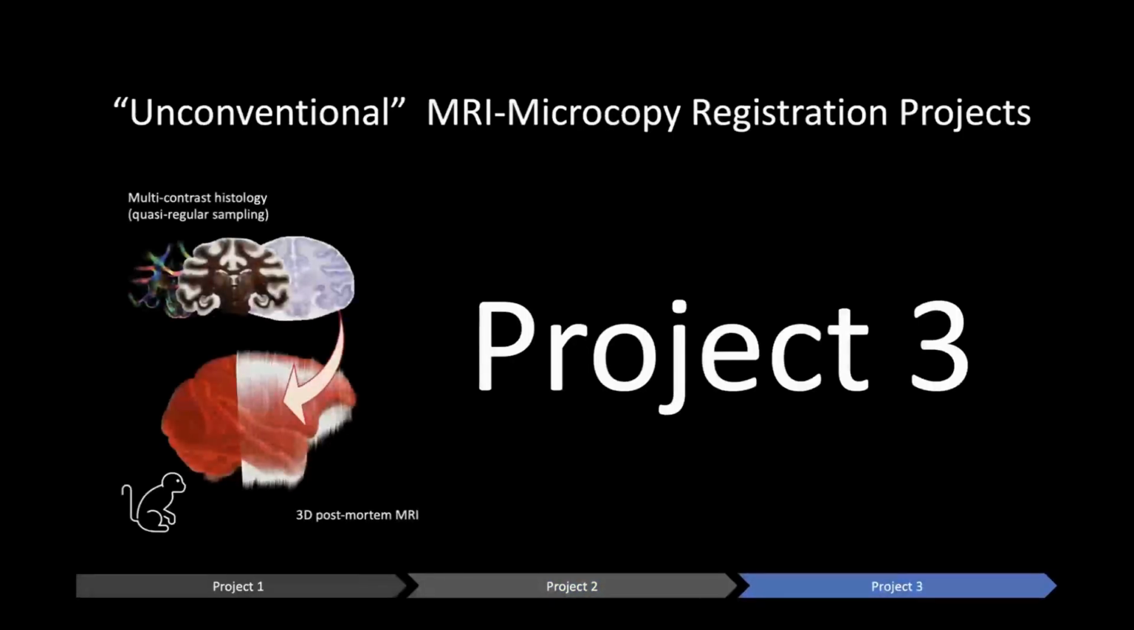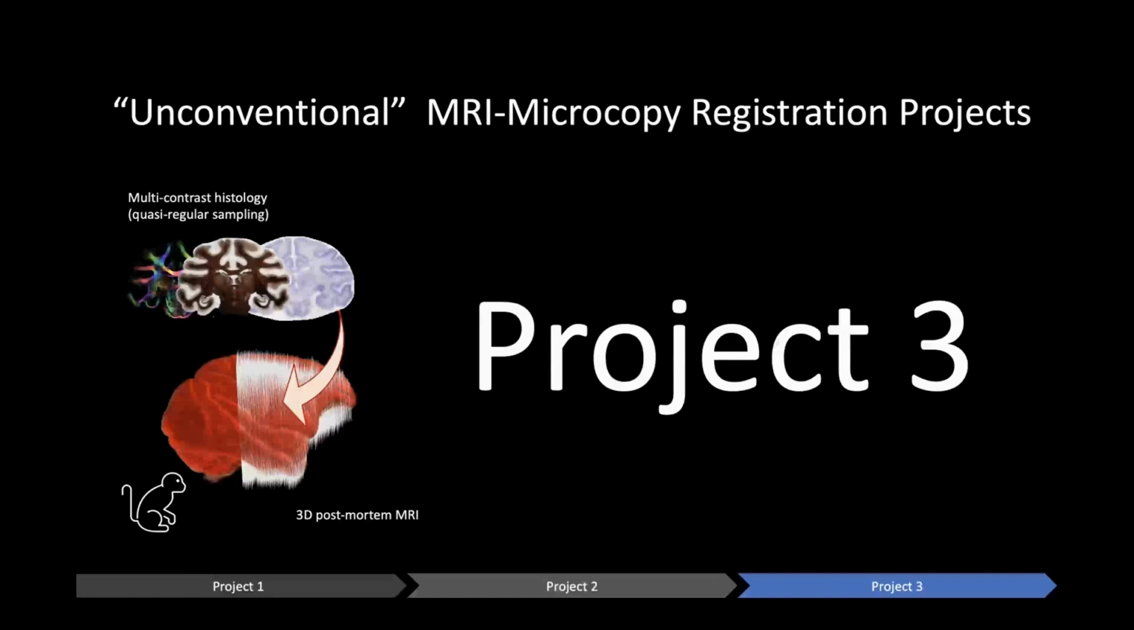Okay. So I'm trying to spend a little bit more time on project 3 because that's what most people are interested in. And that is about a monkey brain that we sectioned coronally. But instead of taking just small sections, here we slice the whole brain very densely.